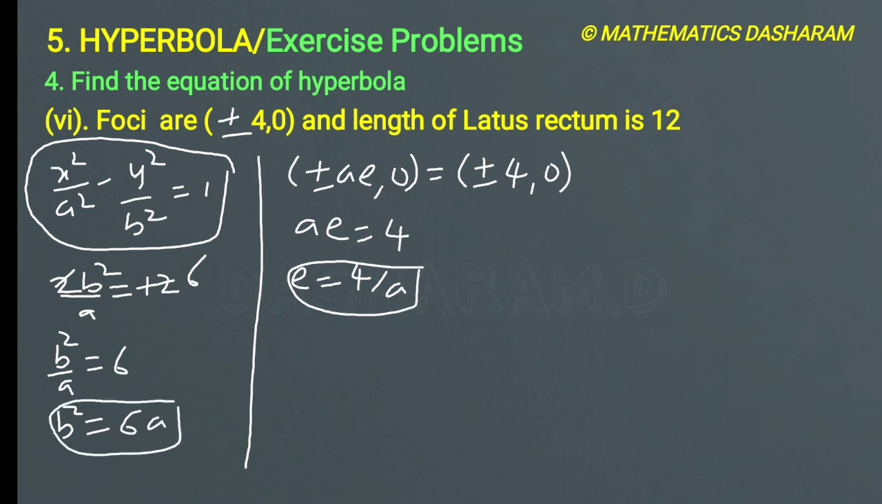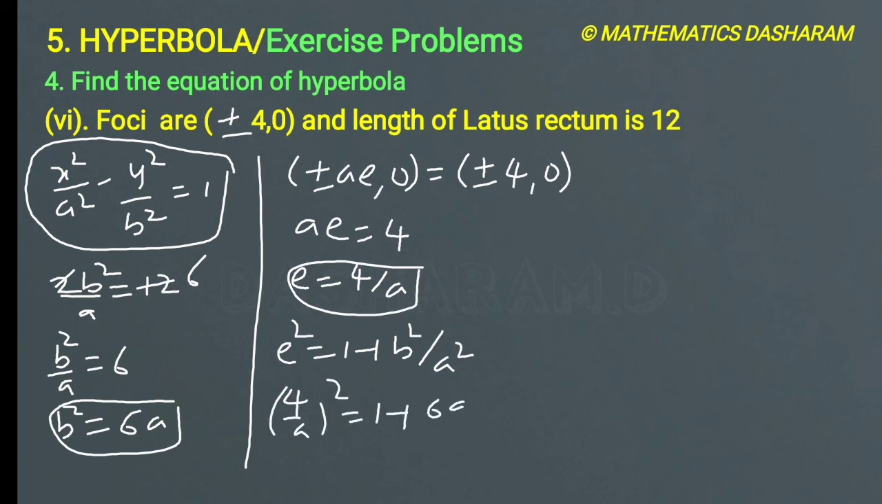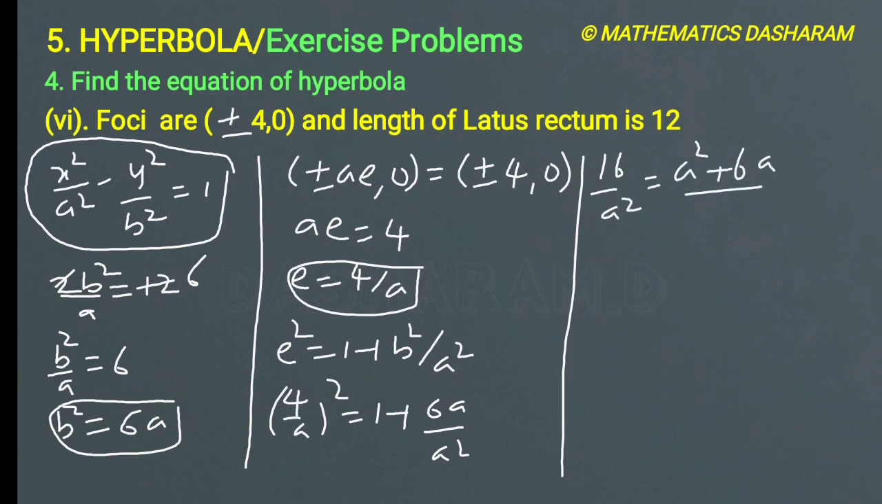Now I am using the eccentricity formula, that is e square equals to 1 plus b square divided by a square. e square, that means 4 by a whole square equals to 1 plus b square, that is 6a divided by a square. So then 16 divided by a square, I take the LCM, a square plus 6a divided by a square. A square cancel, a square plus 6a minus 16 equals to 0.